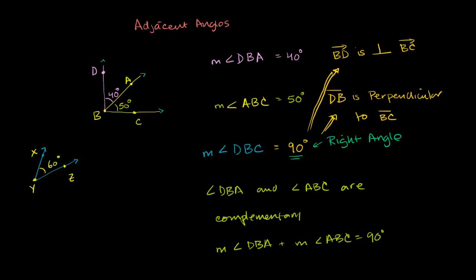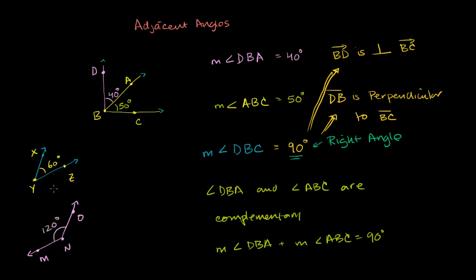And let's say that you have another angle that looks like this, and I'll call this MNO. And let's say that the measure of angle MNO is 120 degrees.